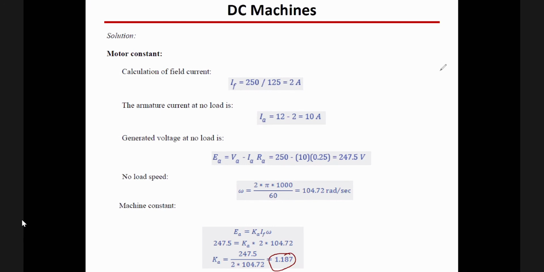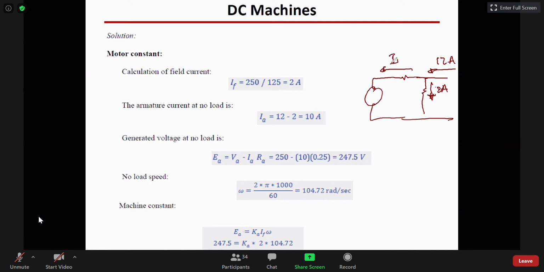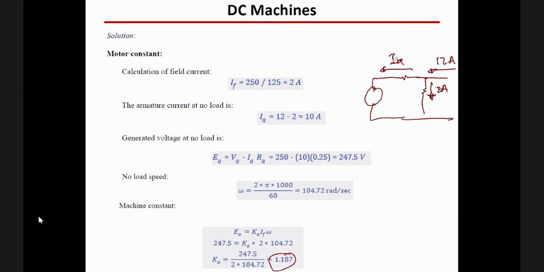Because this is KCL. Meaning that the input current or the line current is equal to 12. This is given. We calculated IF to be 2, going down. IA now, you can see it here: 12, 2 will go down, so the remaining will be 10. Yeah, we need it for the voltage equation. So you can apply KCL here: the entering current is equal to the leaving current, so 12 is equal to IA plus 2. Okay?